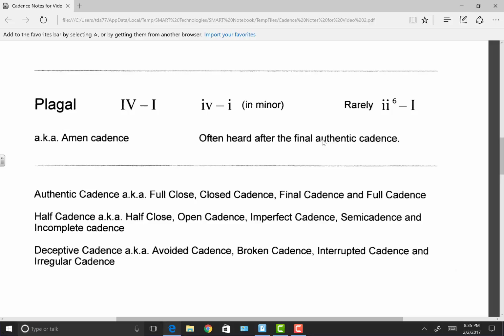It's important to know that these cadences have other names that you might come across. Of course, we're using the most popular and the most common names, that being authentic, half, deceptive. But authentic cadences can also be known as full close, closed cadence, final cadence, and full cadence. Half cadence is also known as half closed, open cadence, imperfect cadence, semi-cadence, and incomplete cadence. Deceptive cadences are also known as, I love this one, avoided cadence, broken cadence, interrupted cadence, and irregular cadence.